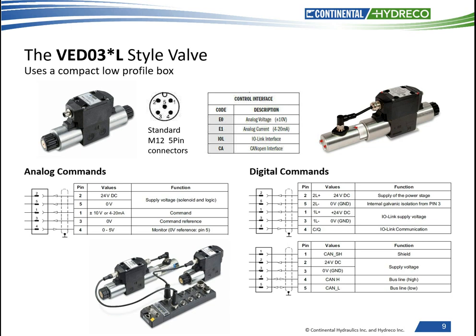From the machine builders' desire to reduce costs, they can reduce costs in two ways. One, the valve itself costs less. Two, the cost to wire the valve. M12 5-pin cords are much more economical than the traditional 7-pin cord assemblies. But wait, there is more.